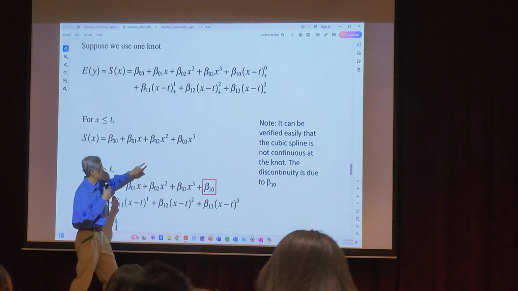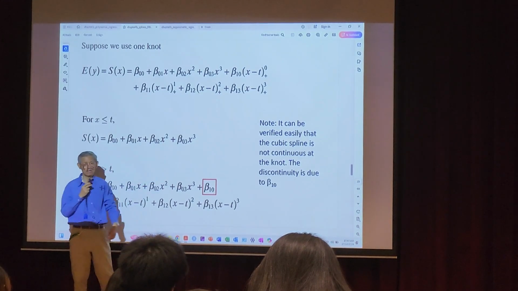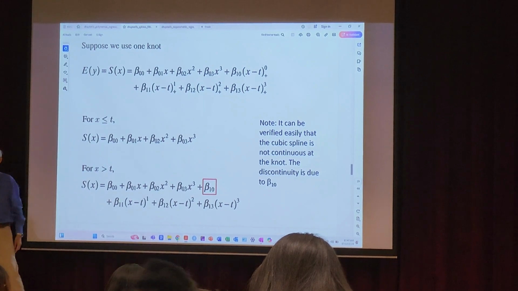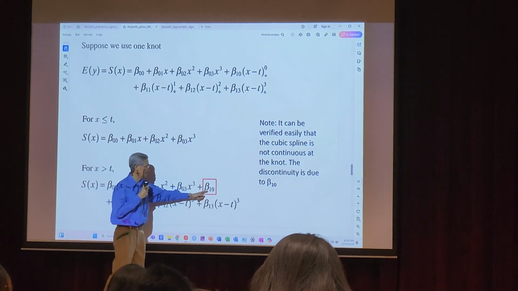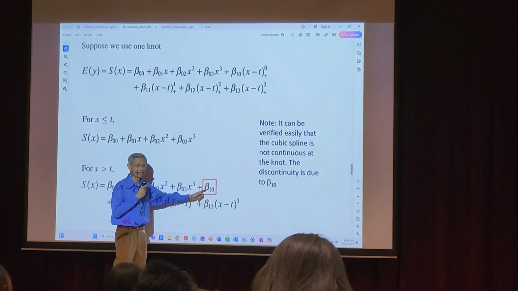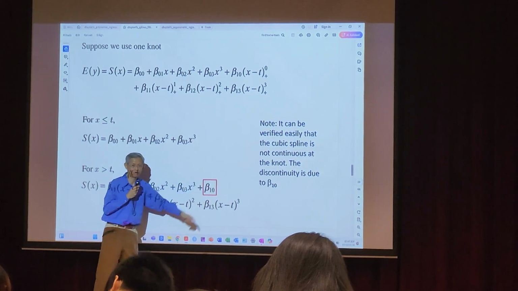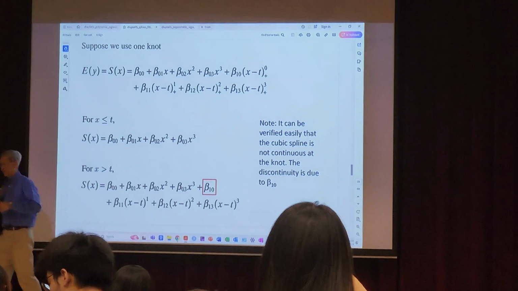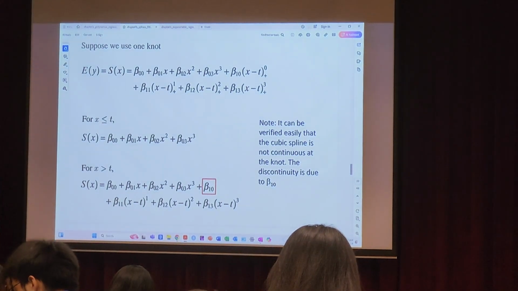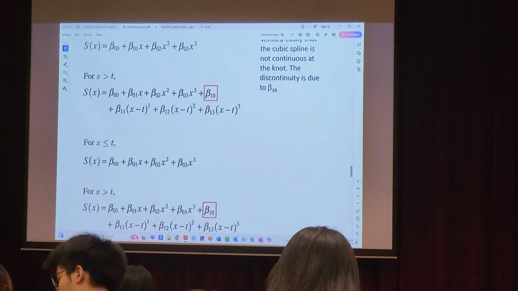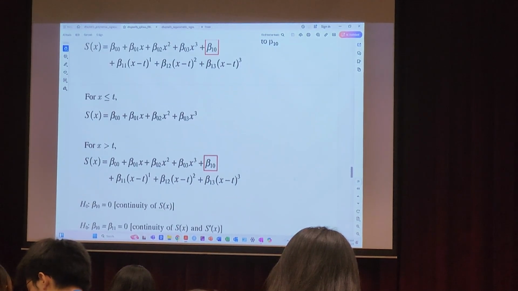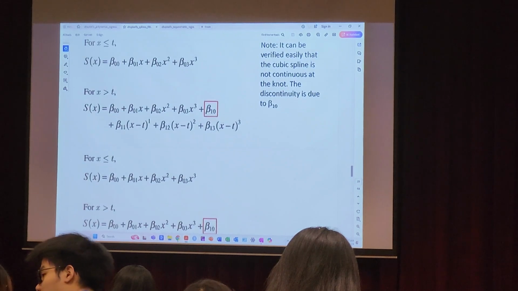Now if you compare this and this, are they continuous? Obviously not, because there is a jump at the point x equal to t here. There's a jump of this magnitude, beta 1, 0. So if you define the model this way, you are going to get a model that is discontinuous. Okay? So that's what it is.